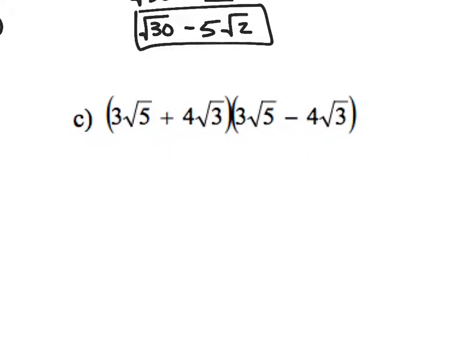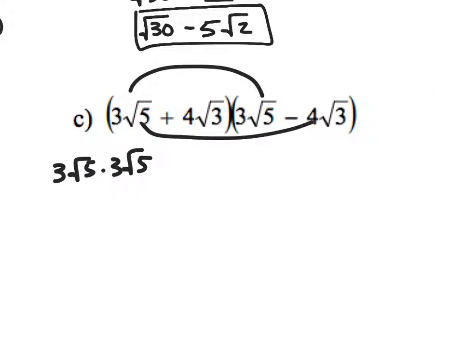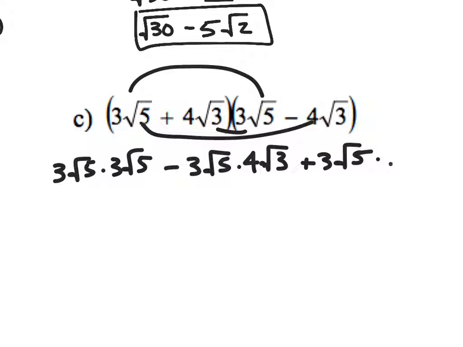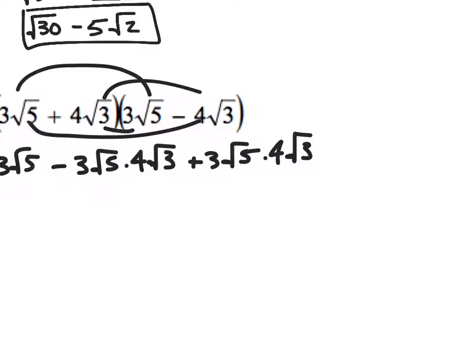So I'm going to take 3 root 5 times 3 square root of 5. Let's just write it all out. 3 square root of 5 times 3 square root of 5. My outside terms is going to be minus 3 root 5 times 4 root 3. Inside terms is going to be plus 3 root 5 times 4 square root of 3. And then my last terms is going to be minus 4 root 3 times 4 root 3.